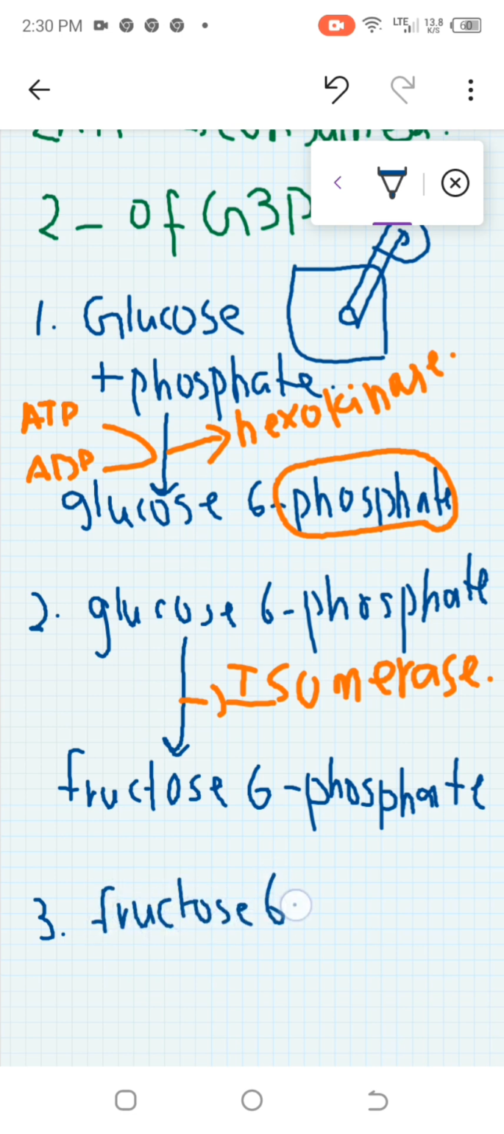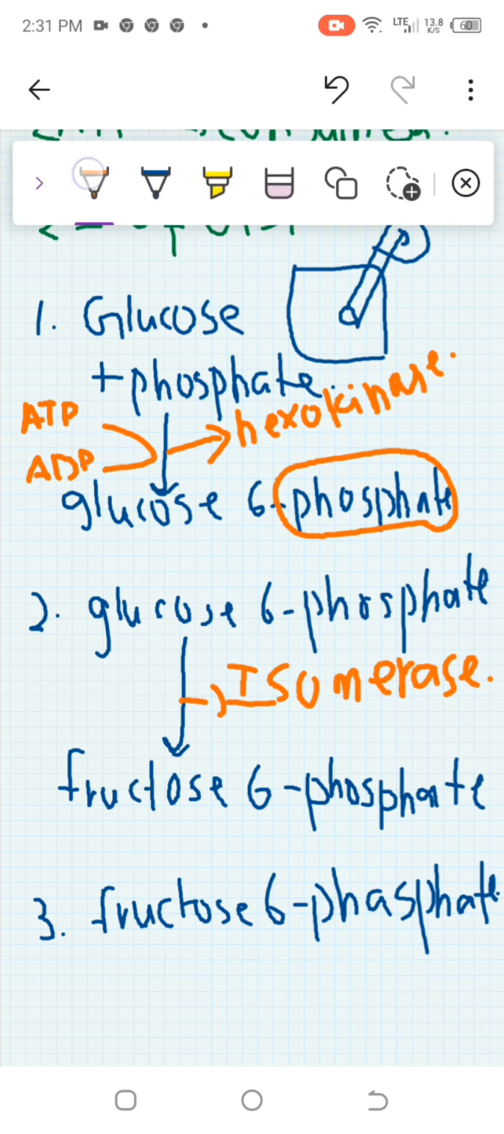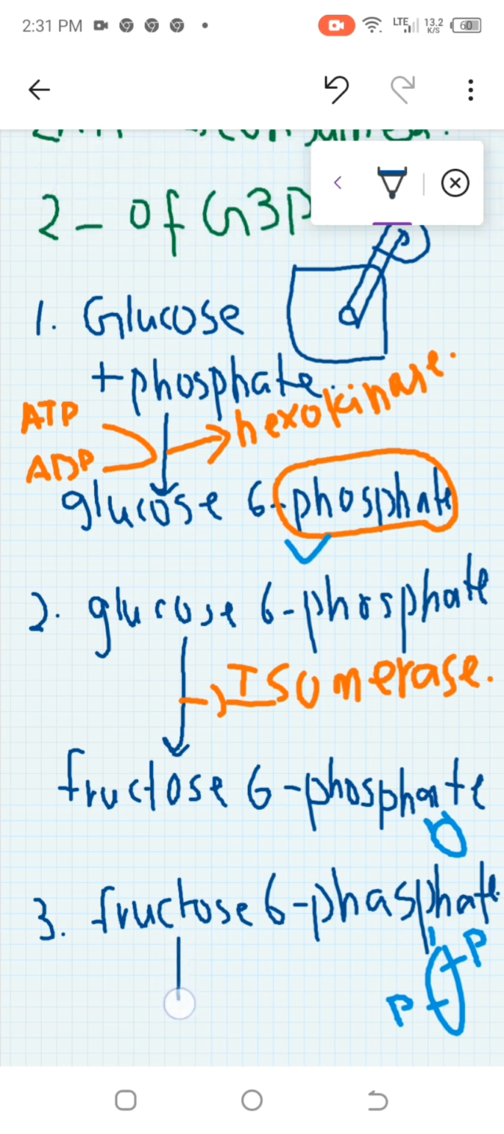6 phosphate, we have to break this. Here we were having this fructose 6 phosphate. So what has been formed here? Suppose the fructose was formed. Now this fructose we have to break. One phosphate was added here, and we will add another phosphate here to break this fructose. Fine.